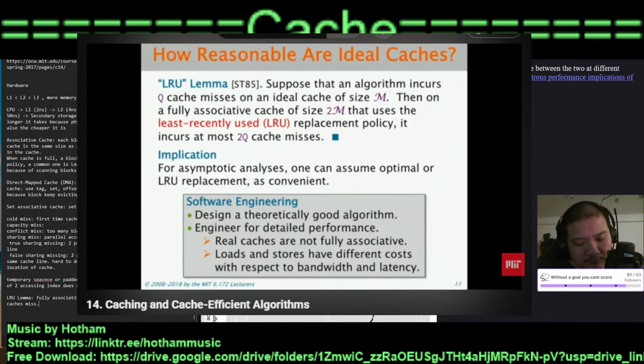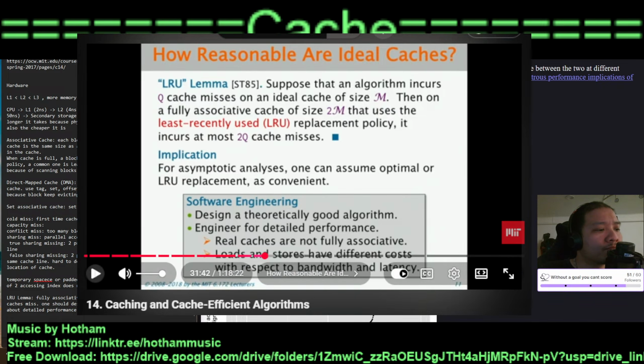Basically, one should design a theoretically good algorithm, then worry about detailed performance later.